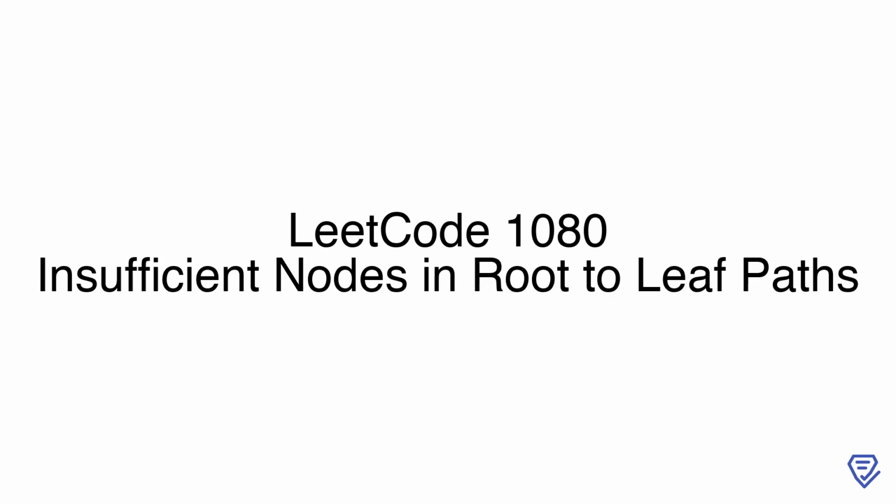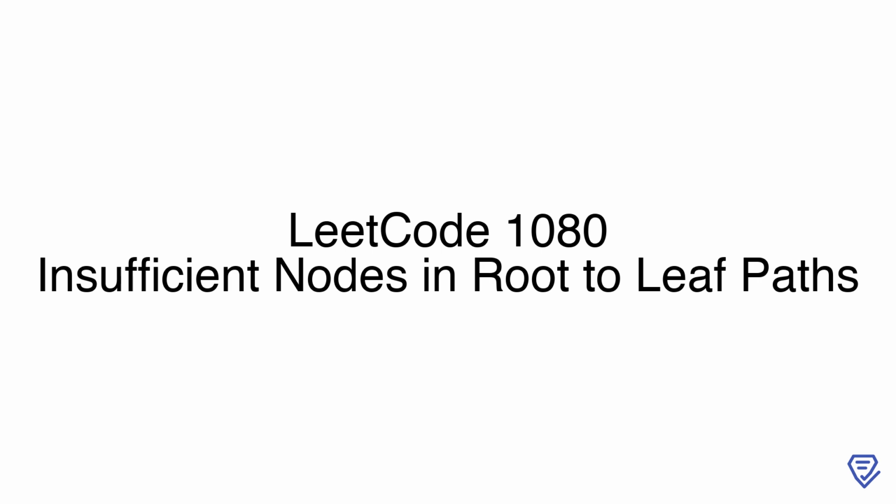Welcome! In this video, we'll explore LeetCode problem number 1080, Insufficient Nodes in Root to Leaf Paths. This problem challenges us to prune nodes in a binary tree based on a root to leaf path sum threshold. We'll break it down step by step to ensure you fully understand the approach.